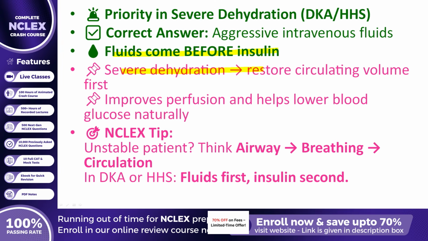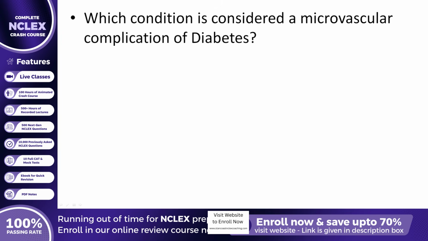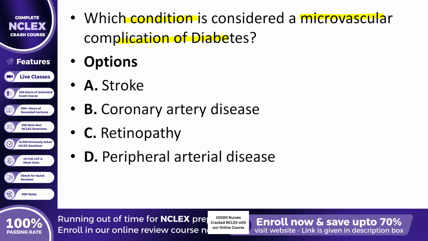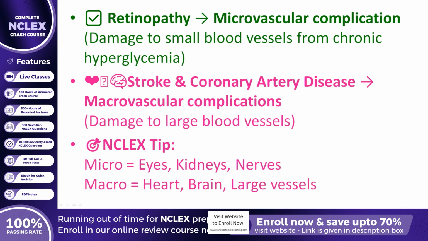Next, question 8 shifts our focus to chronic complications. Which condition is considered a microvascular complication of diabetes? The options include stroke, coronary artery disease, retinopathy, and peripheral arterial disease. The correct answer is retinopathy. Retinopathy results from chronic damage to small blood vessels, whereas stroke and coronary artery disease are macrovascular complications.